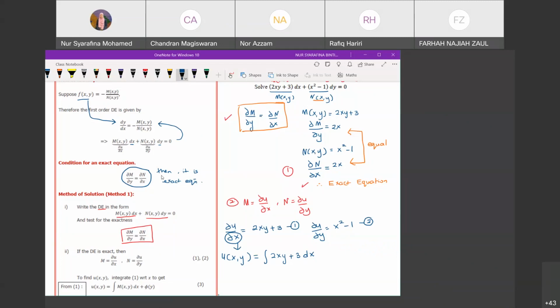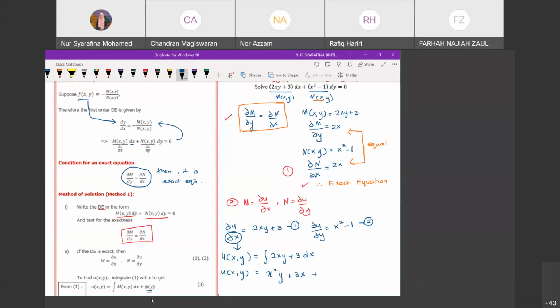So what should be your u here? Equals to what? x squared y plus 3x. x squared y plus 3x plus a constant. Right, C, but here let's use psi y here.